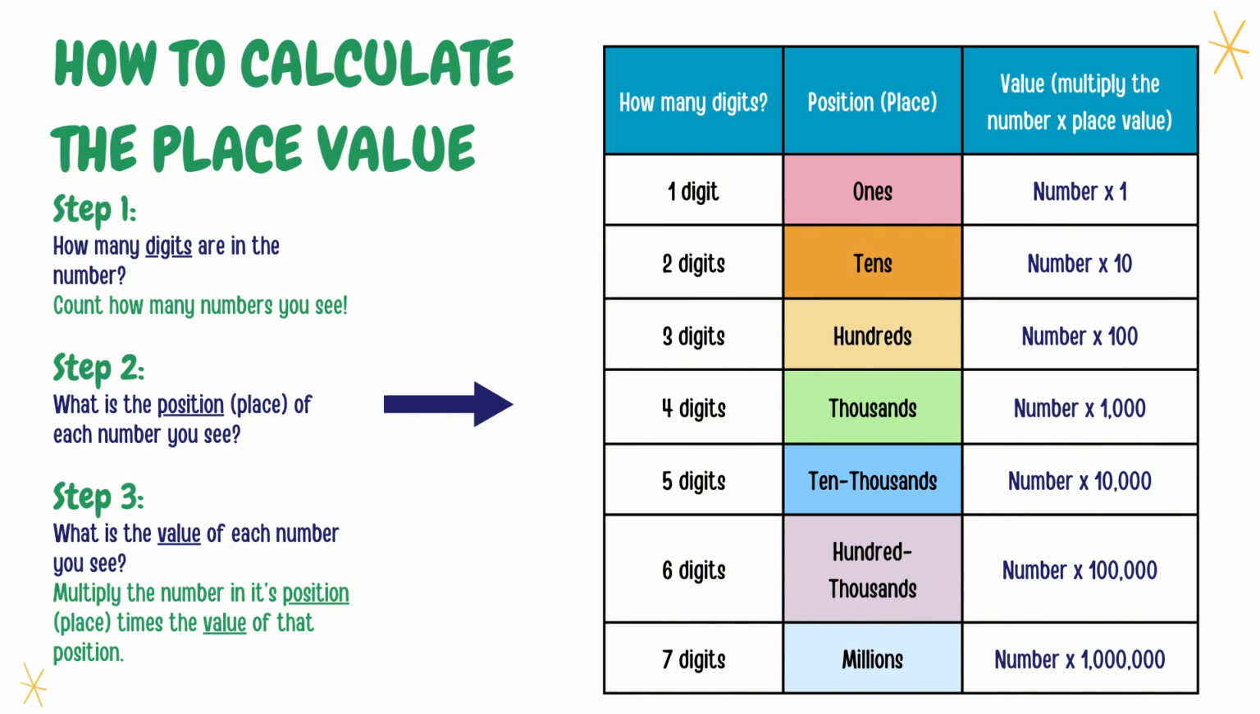Now, if it's a one-digit number, it falls into the ones place. The number that you see in the ones place will be multiplied by 1. The number that you see in the tens place will be multiplied by 10, and so on and so forth through the millions. Now let's proceed so I can demonstrate what that looks like.